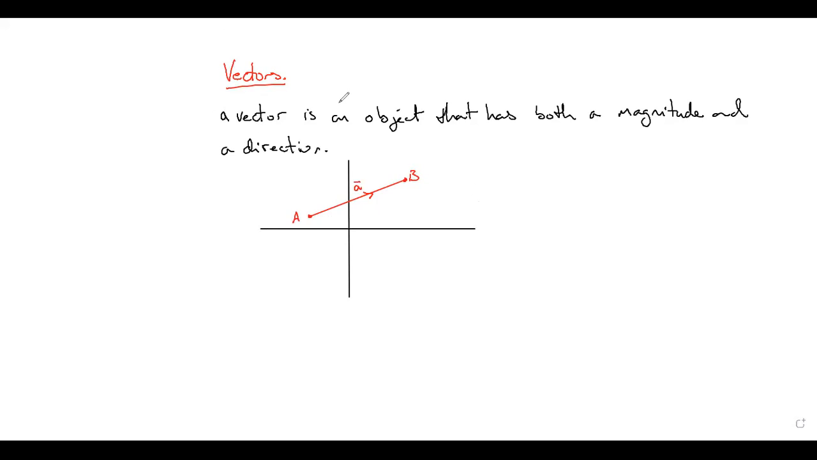A vector is an object that has both a magnitude and direction, right?